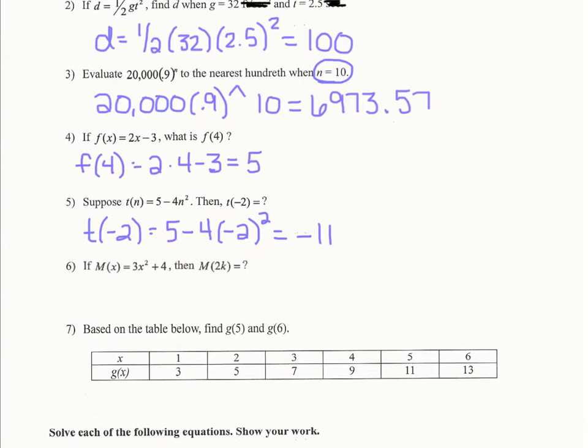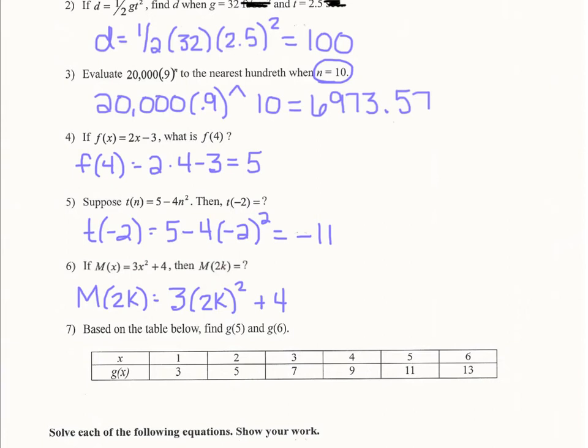Okay, same thing with this one. This wants you to take the 2k and put it in place of x. So to find m of 2k, I'm going to do 3 times 2k squared plus 4. And then I want to simplify that as far as I can. You've got to be careful of how you simplify that. Let me do that off to the side here.